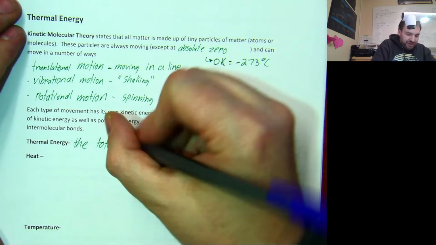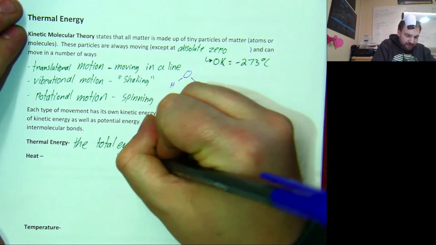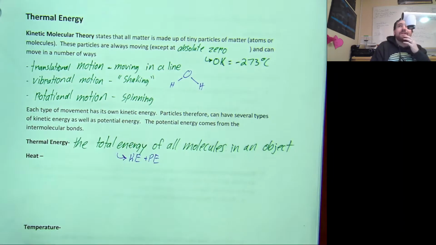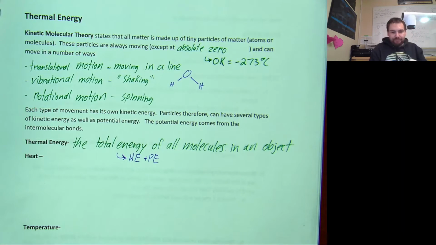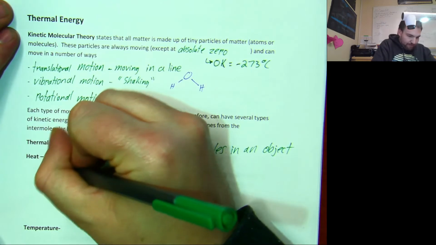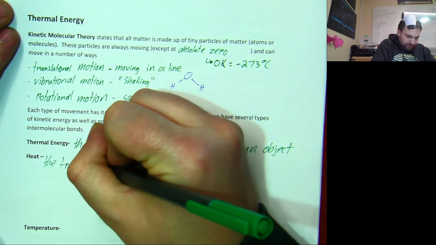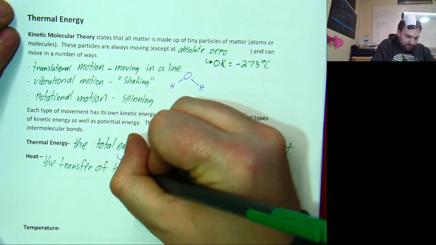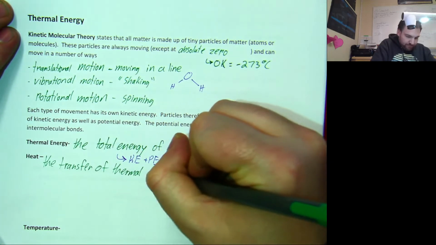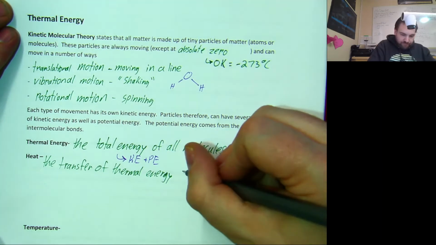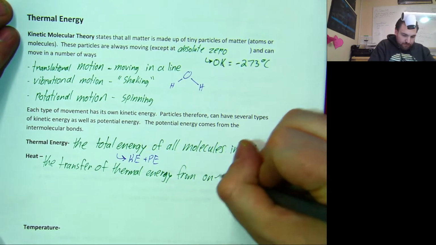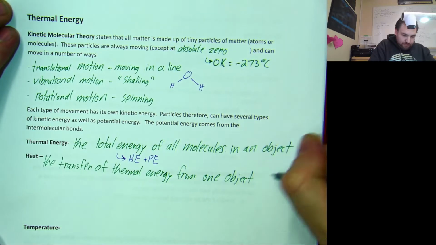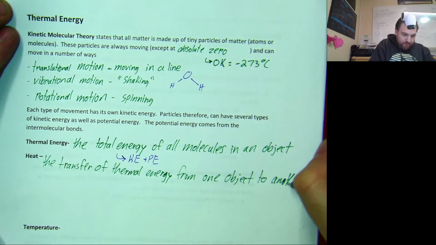So that total energy is kinetic and potential. And so the concept then, it's related to the concept of heat. Heat is the transfer of this energy from one object to another.